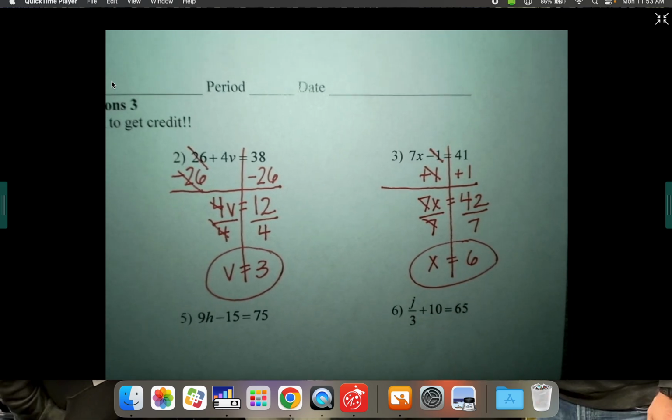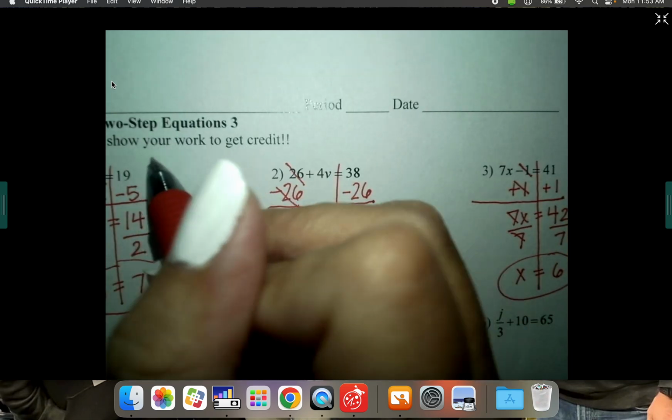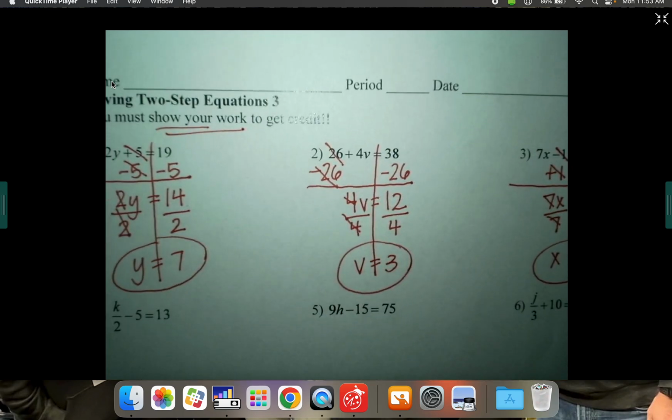Use your calculator to double check these answers. Be sure you're showing all your work. I think it says it right here. You must show your work.